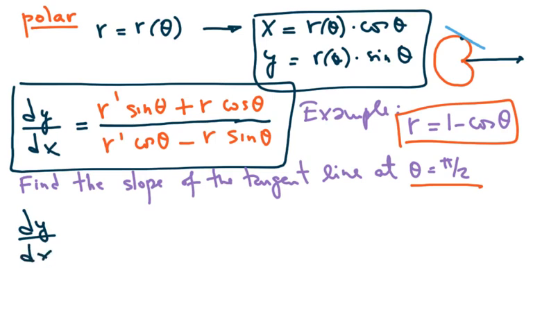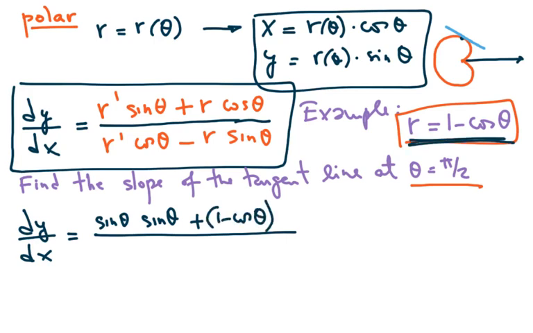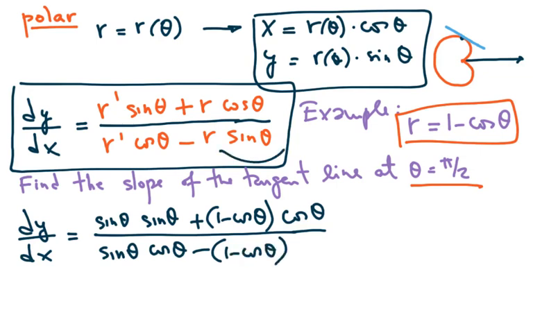So the derivative of y with respect to x will be equal to, in the numerator we are going to put r prime. So we know that r is this, so r prime is just sine, times sine, plus, now we put r. r is just 1 minus cosine, right? So whatever we have been given as r, and times cosine. And in the denominator, we do the same. r prime, which is the same thing that we put before, so r prime is sine times cosine, minus, now r, which is 1 minus cosine, times sine. And that's it. This is the derivative.